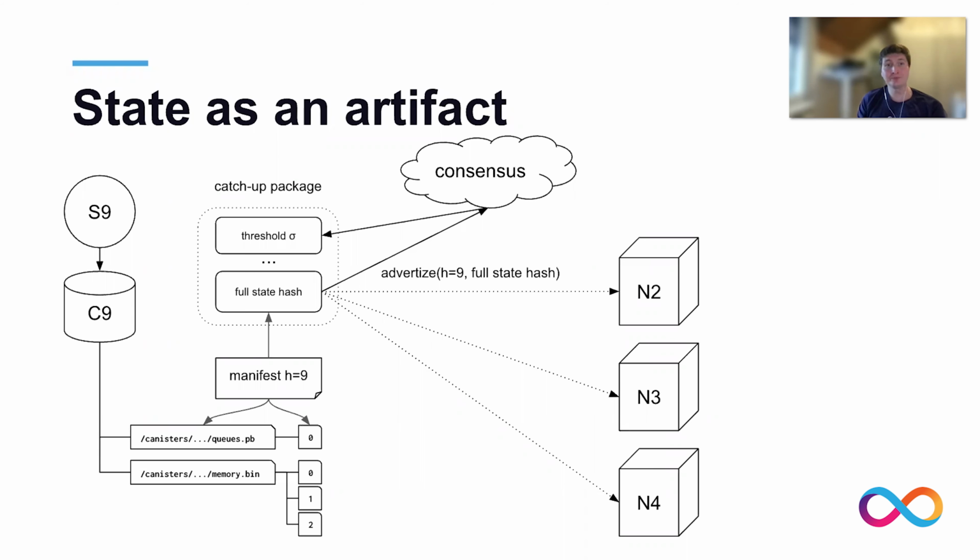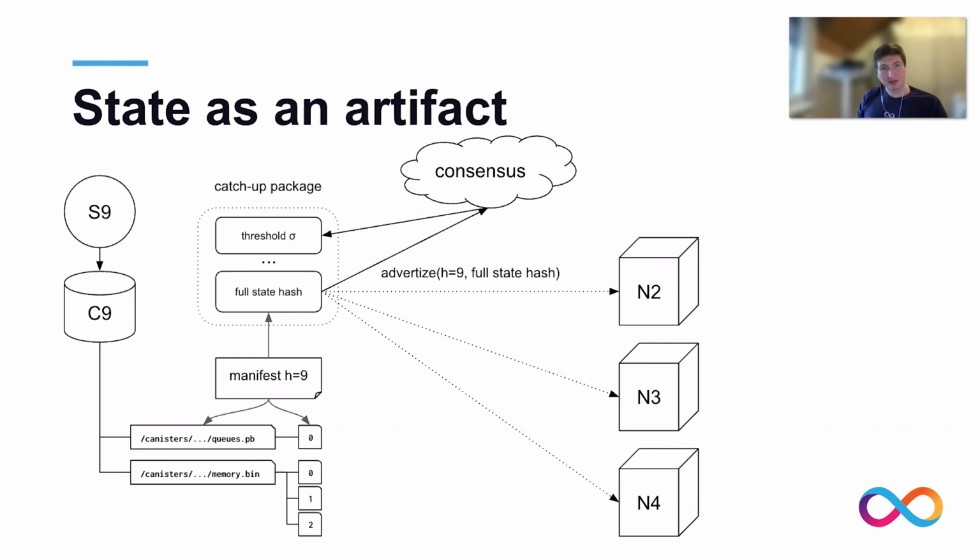So what happens next is the replica computes the hash of this manifest. You can think of it like a root hash of the whole state. And the replica advertises to other nodes: I have this state, it's state number 9, and this is the hash of my state.